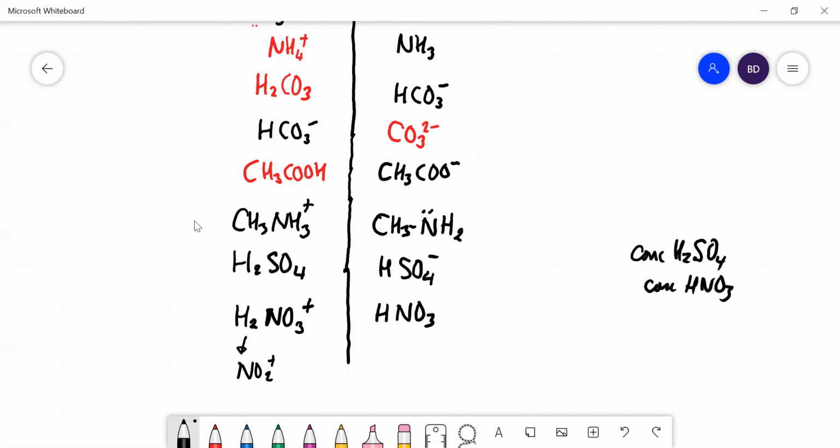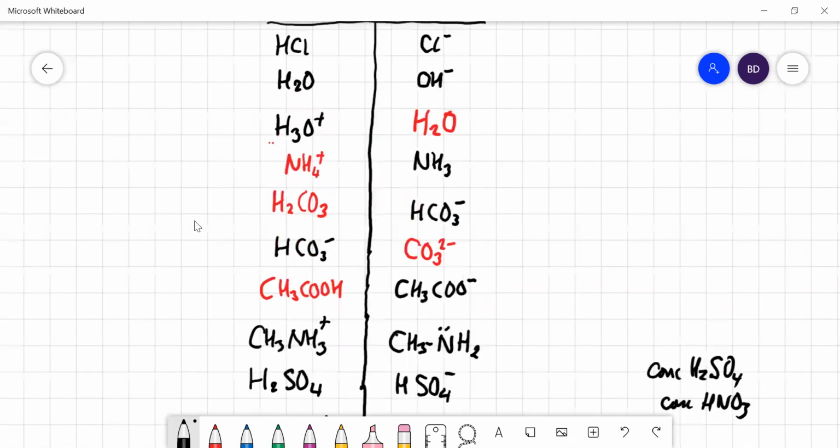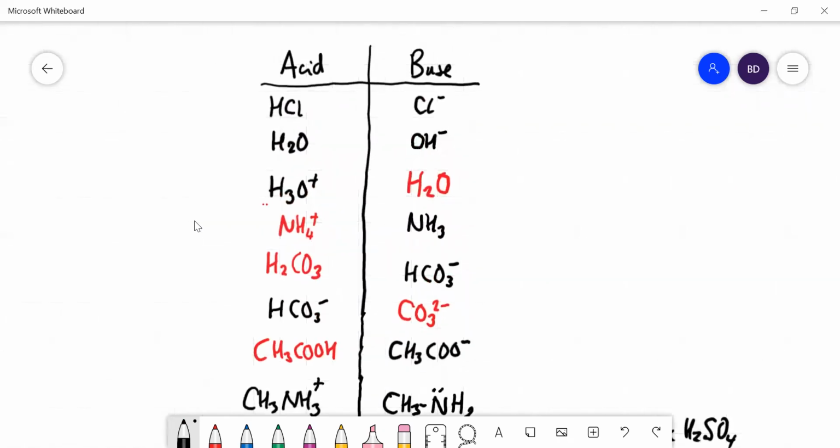Okay, so hopefully that has given you a new idea of acids and bases. I suppose it's analogous to redox. In redox, you're passing electrons on, losing electrons, gaining electrons. Here you're gaining or losing protons.